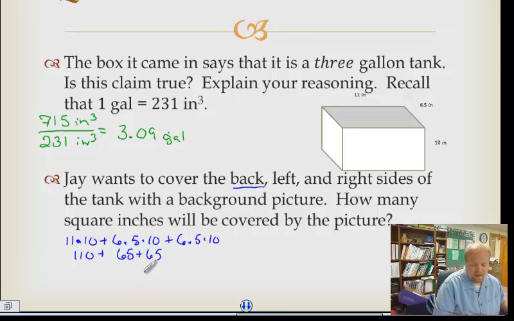Now when I add all of that together, this is 130 plus 110. This is going to be 240. So Jay is going to need 240 square inches of the background picture for his fish tank. Okay? Let's look at another problem.